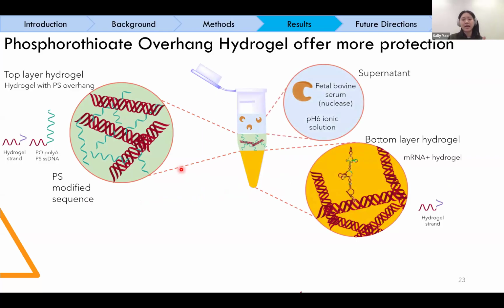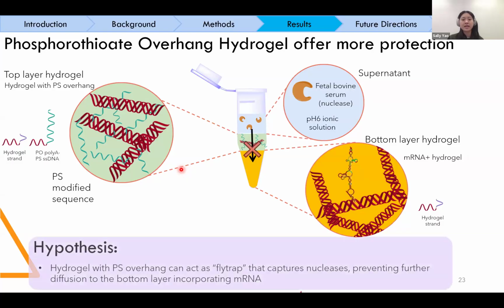So we envision our hydrogels acting as a scaffold for the PS modifying strands to reach out. And with a supernatant having nucleases, when it diffuses down to the top layer, we envision that the top layer that has a PS overhang will act like a fly trap to capture the nucleases and prevent further diffusion of the nucleases down to the bottom layer where we have the mRNAs, so we can better protect the mRNA.